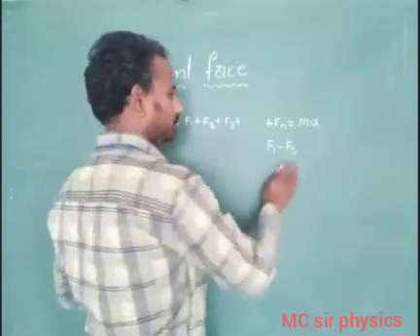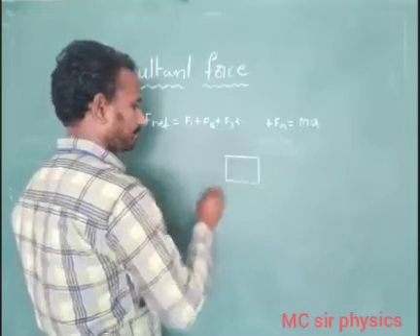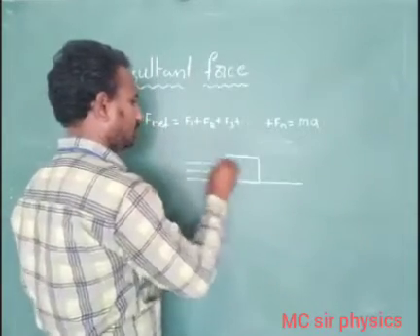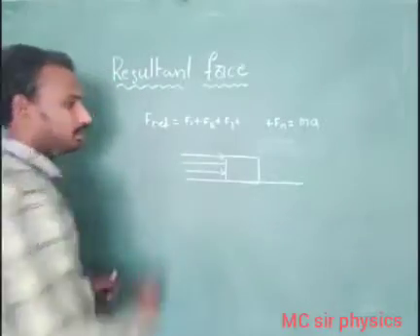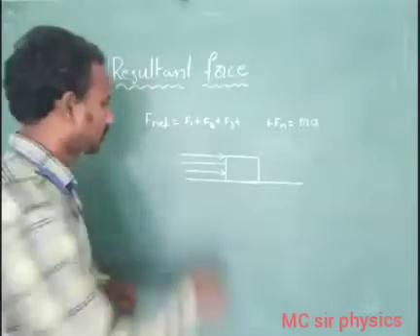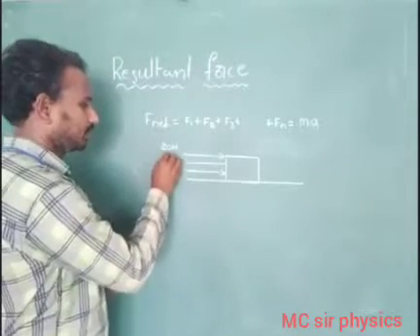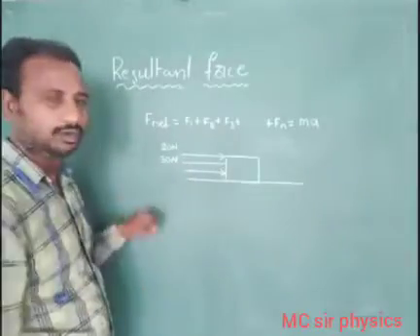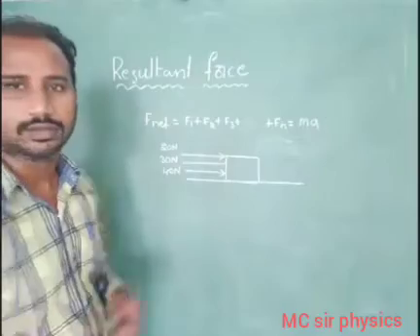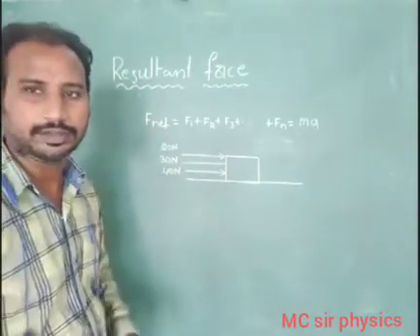For example, here three forces are acting on the body. How many forces are acting on the body? Three forces. One is 20 Newton, the second one 30 Newton, the third one 40 Newton. So how many forces are acting on this body? Three forces are acting on this body.